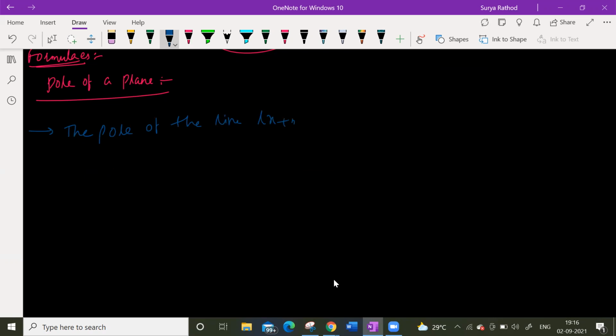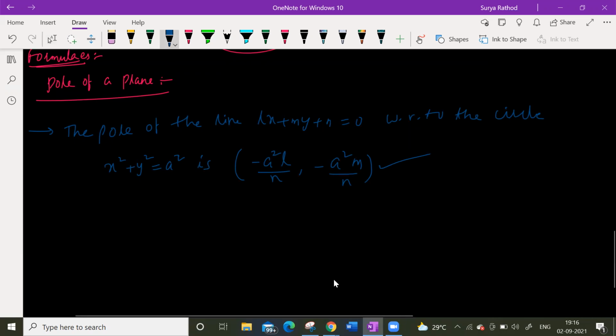any line like Lx plus My plus N is equal to 0 with respect to the circle X square plus Y square is equal to A square is minus A square L divided by N, minus A square M divided by N. Formula, very, very important. Clear? Pole of the line Lx plus My plus N is equal to 0 with respect to the circle X square plus Y square is equal to A square is this one. Clear? Now look at this.